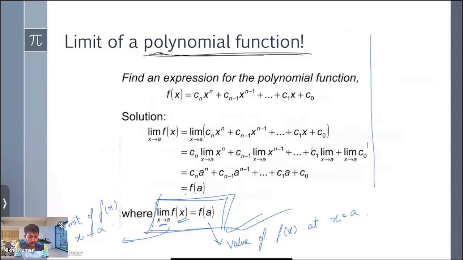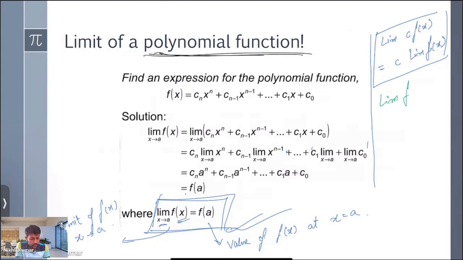And what are the two properties that we used? Limit of c times f of x is equal to c times limit f of x. This was one property we used. The other property that we used was limit of f(x) plus g(x) is equal to limit f(x) plus limit g(x).